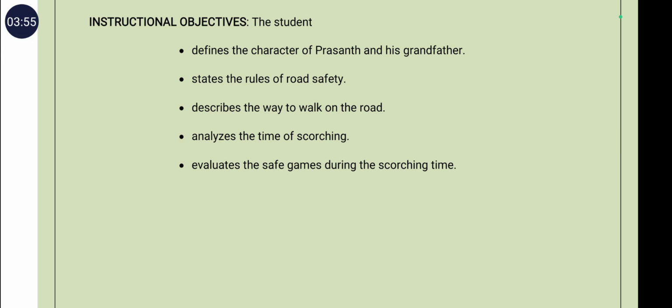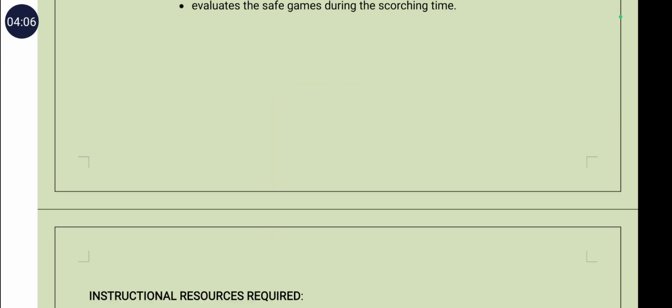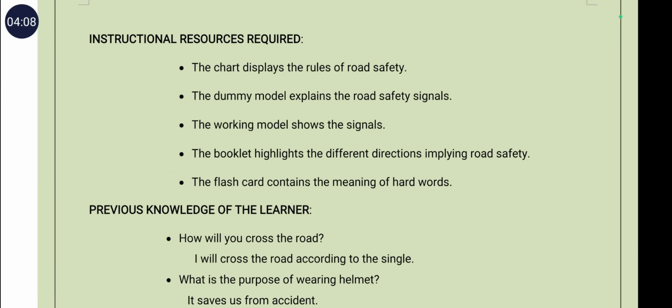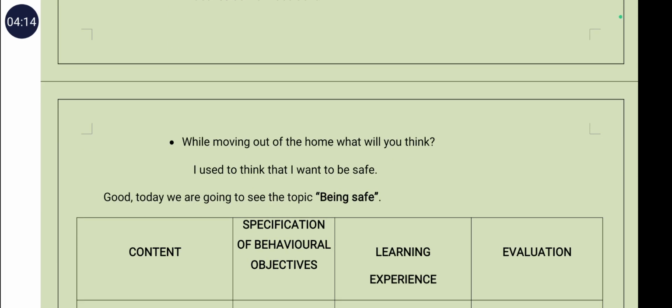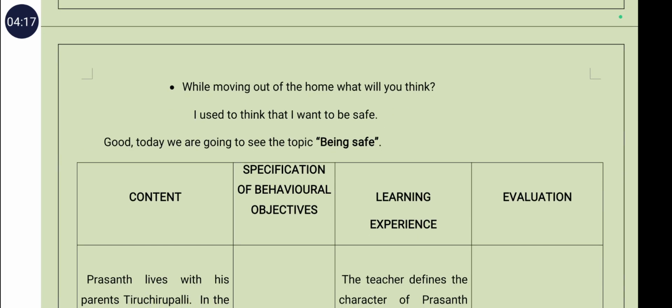Ask those types of questions alone, no need to ask irrelevant ones. After that you have to introduce the topic, that is, today we are going to discuss, we are going to learn a new thing, like that. You have to introduce the topic. So this is what I have mentioned. In the third page you have to write instructional resources required, previous knowledge, and then topic introduction.